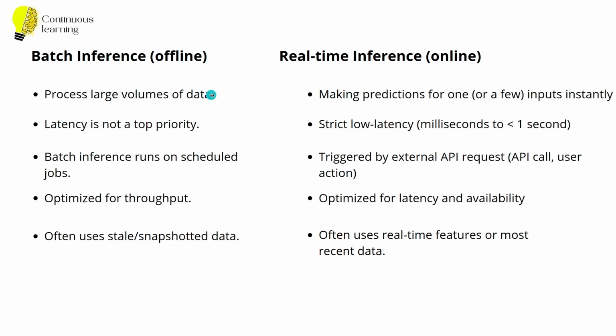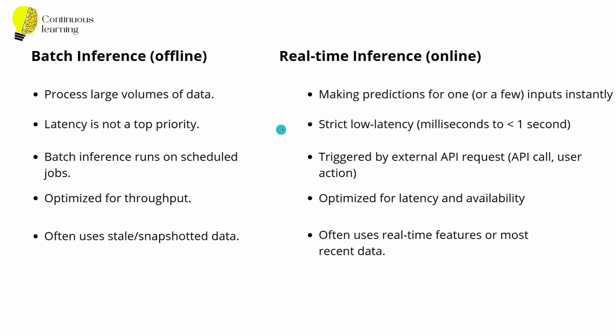For batch inference, we tend to process large volumes of data, for example, thousands or maybe millions of rows, while for real-time inference, the predictions are done for one or maybe a few inputs. For batch inference, the latency is not a top priority. We can schedule a weekly or maybe monthly job to get the predictions, right? And that job can last hours to finish.